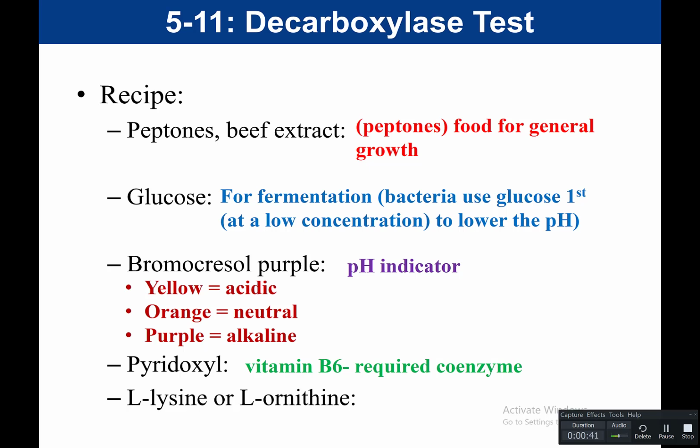Lastly, we have our L-lysine or our L-ornithine. Those are our amino acids, so those are going to be our amino acid substrates. And remember, when we talked about amino acids, the L isoform is the one that's more common in nature, so that's the one we're going to use in this test. In our tubes, one tube had lysine, the other tube has ornithine. So they're not mixed together, it's or. One has lysine, one has ornithine. So this is our amino acid substrate for our test.